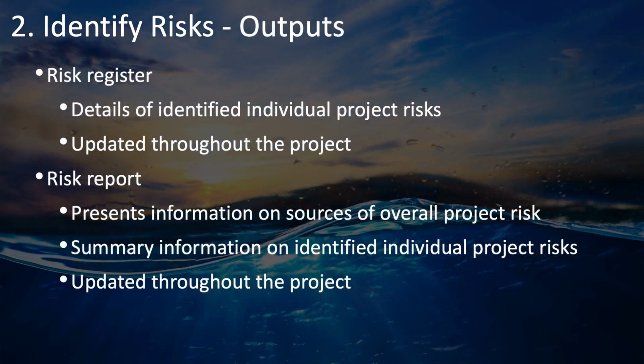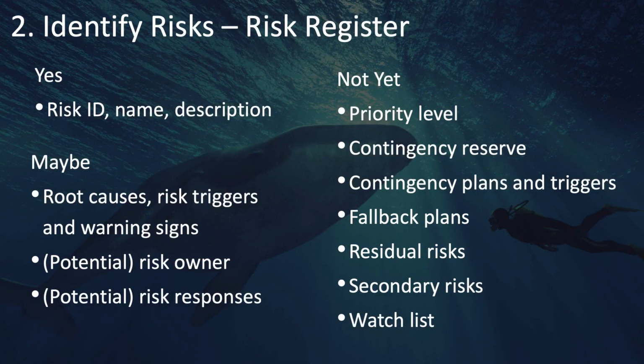The main outputs of Identify Risks are the risk register and the risk report. At this point, they're really only started, and you'll still need more analysis of other processes for these to be complete. Once you've finished identifying risks, your risk register should include, for each risk identified, an ID, a name, and a description. You might also have some preliminary information on root causes, risk triggers, and warning signs, as well as potential risk owners and risk responses.